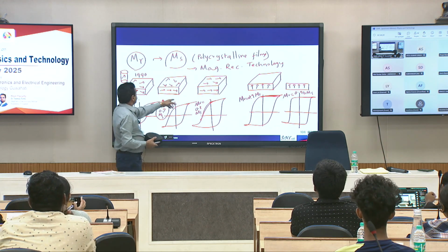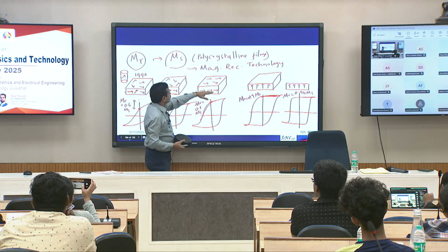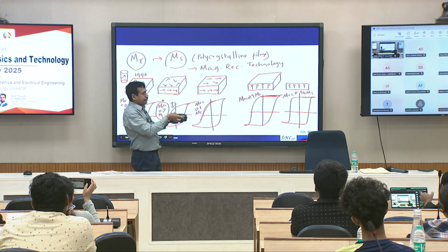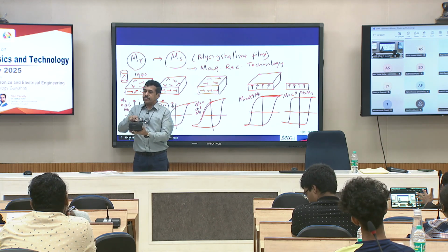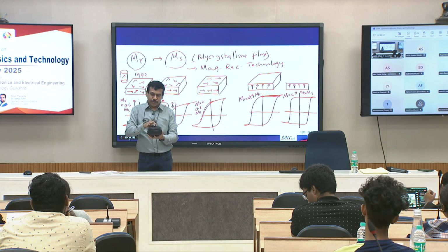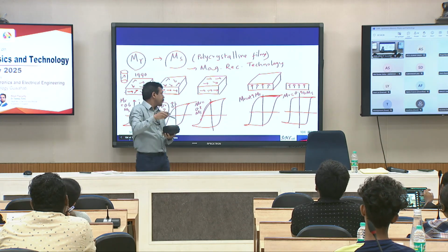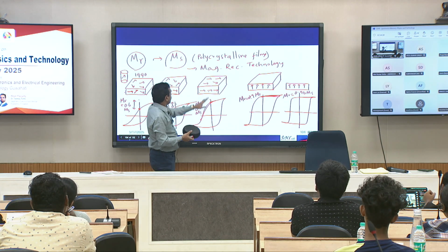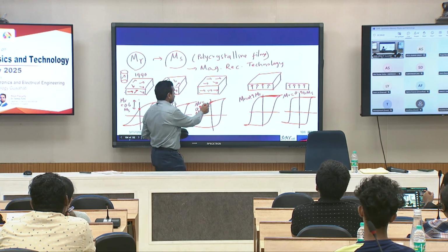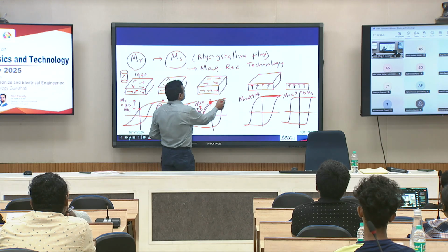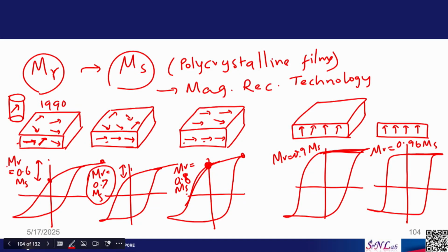Now, let us go further. You make all these grains have easy direction parallel to the disk surface, and this also you minimize. So instead of the magnetization pointing in different directions, I try to force most of the easy directions along this. When I do that, I can go to around 0.8 times MS. That means this value is 80% of the MS. So this kind of improvement can happen.